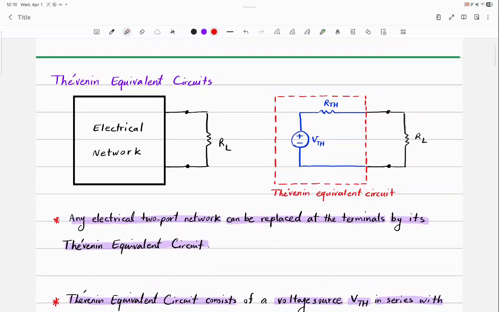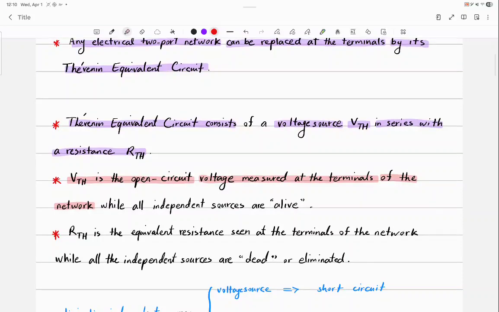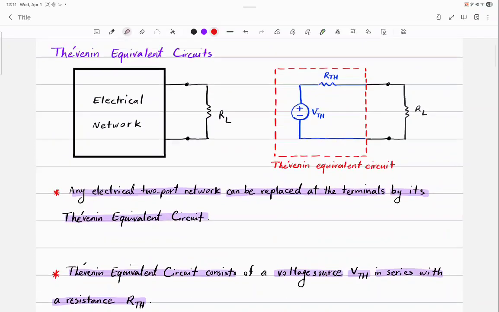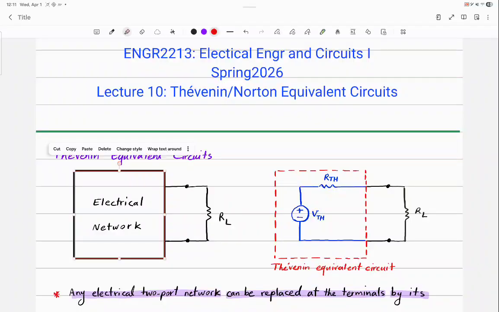Now, one thing that I want you to know is that inside the electrical network, there might be multiple independent sources, or dependent sources. You shouldn't touch any of them. You shouldn't kill them. You shouldn't eliminate them from the circuit, okay? Because what you want to find at the terminals is the overall effect of everything inside the network. So don't alter the network, okay? Just keep it as is, while all independent sources are alive, meaning that you didn't mess with them. So we found the first parameter, VTH.